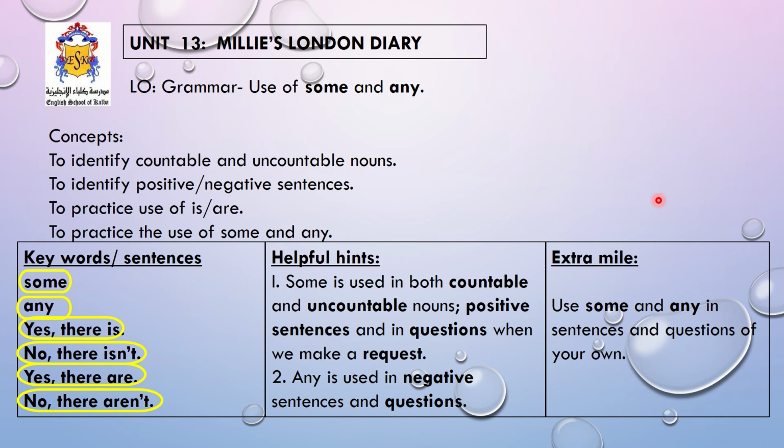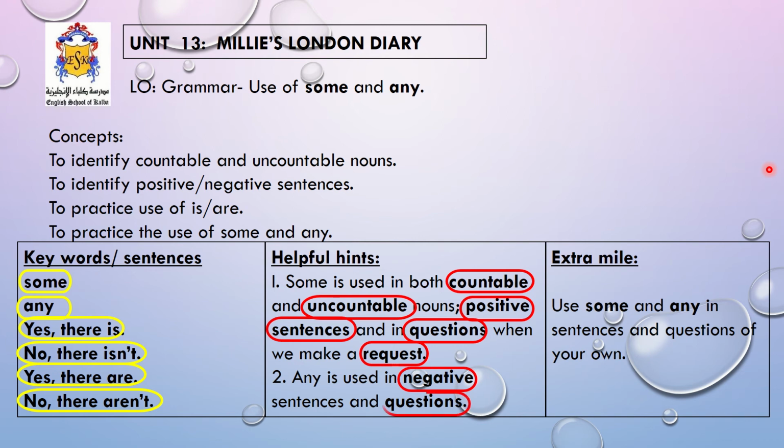Our first hint is some is used in both countable and uncountable nouns and in positive sentences and in questions when we make a request. Our second hint for today is that any is used in negative sentences and in questions. For the extra mile, grade 3s, you can use some and any in sentences and questions of your own.